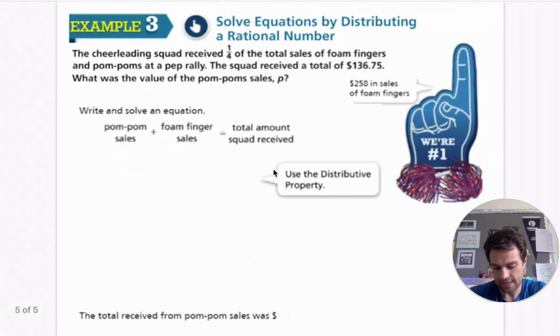All right. This last example, the cheerleading squad received 1/4 of the total sales of foam fingers and pom-poms at a pep rally. The squad received a total of $136.75. What was the total value of the pom-pom sales, P? So they are receiving pom-pom sales and foam finger sales as their total amount received. However, the cheerleading squad is only receiving 1/4 of those sales. So we know that the squad received a total of $136.75. So that would be the total here.